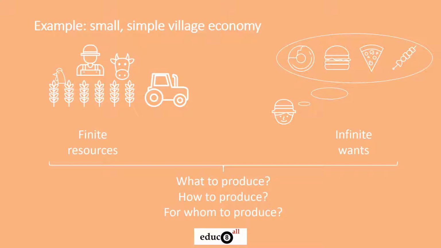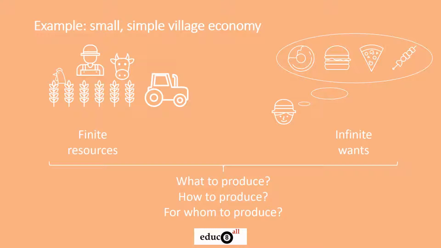First, let's just recap what we covered off in the last video. There, we introduced the idea of scarcity. Scarcity arises when we have finite resources that allow us to only produce so much, yet we have infinite wants, meaning we want to consume much more. This led to our three basic questions of what to produce, how to produce, and for whom to produce.